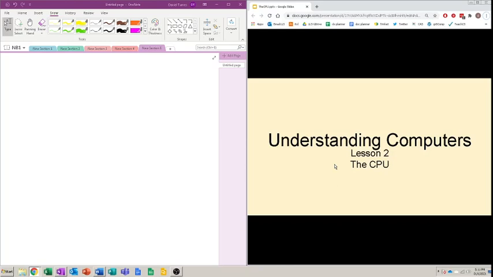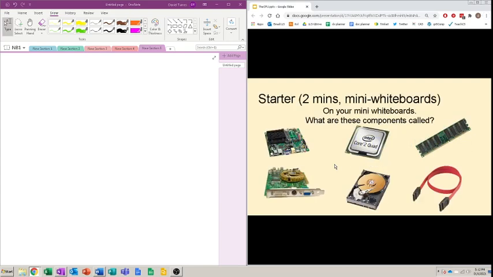Hello everyone. In this lesson we're going to be looking at the CPU inside of a computer. Last lesson we looked at the input, output and processes that generally occur inside of a computer, but now we're going to have a much deeper look at all of the important components that a computer uses in order to do useful things.